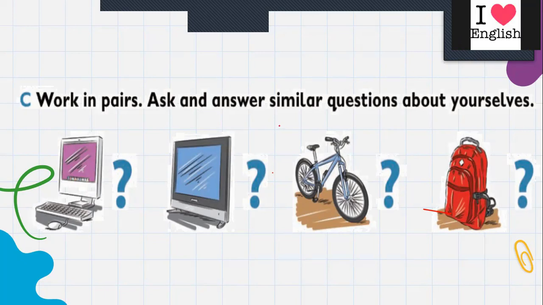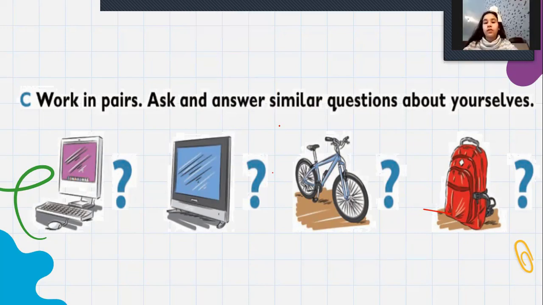Hanan and Sirin. Yes, Hanan asks Sirin. Have you got a computer? No, I haven't got a computer. What about television? Yes, I have a television.